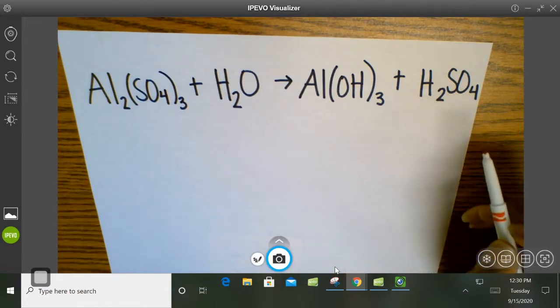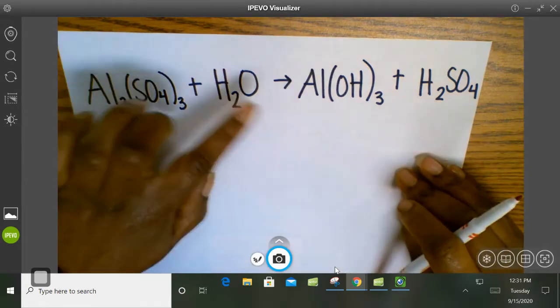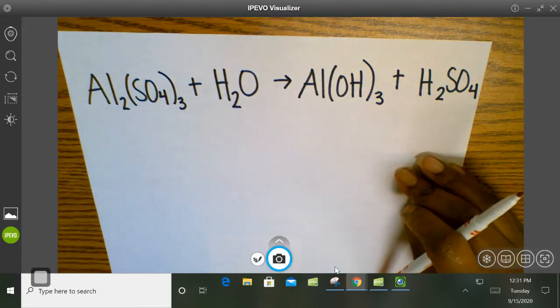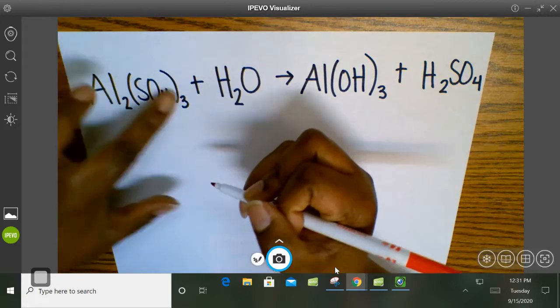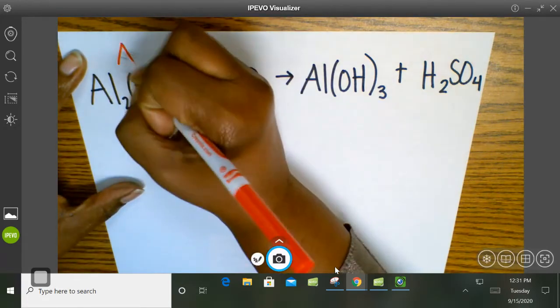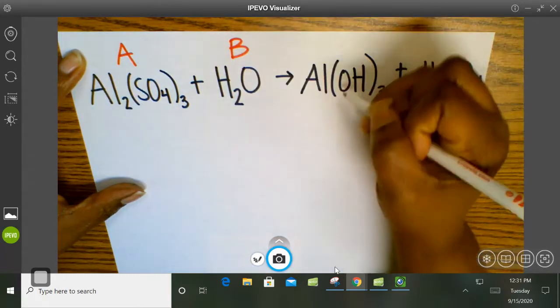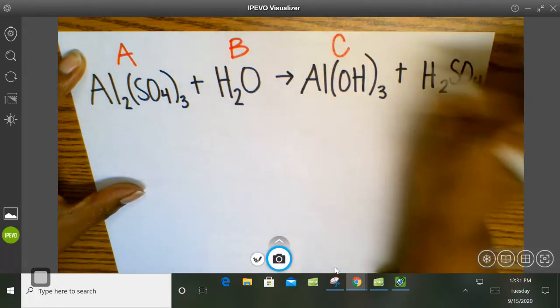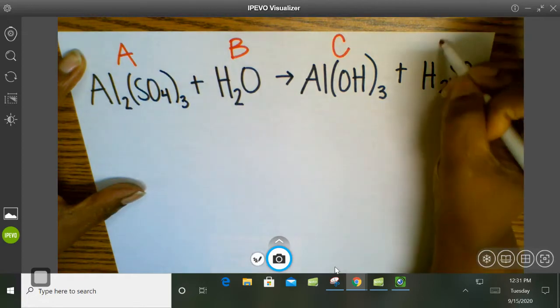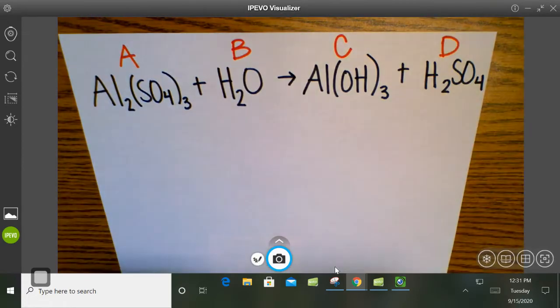And the first thing I want to do is, for each compound, assign a variable. What does that mean? Al2SO4, I'm going to give the variable A. H2O is going to be B, AlOH3 is C, and then H2SO4 is D. These variables are very important because they are going to become the coefficients for our balanced equation. So let's see how we get to that part.